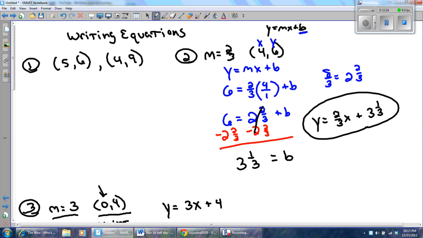Okay, number 1 has a little bit of work to it because I do have a couple of points, but I don't have the slope. Well, remember, to get the slope, I'm going to subtract my y's and subtract my x's. So to get my slope, I'm going to do 9 minus 6 over 4 minus 5. That's going to equal 3 over -1, or you can say -3.